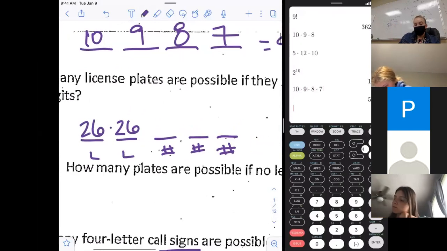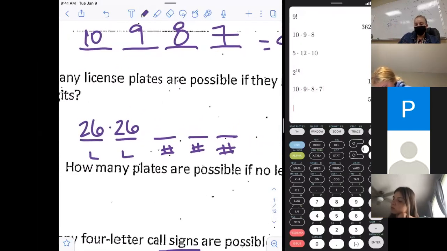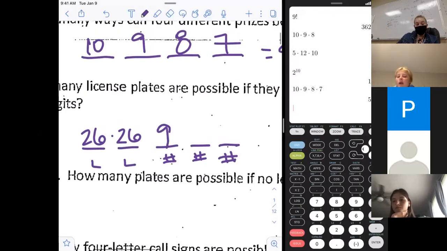Now for the digits, it's talking about non-zero digits. If I think about non-zero, I've got 1, 2, 3, 4, 5, 6, 7, 8, 9. There's only 9 digits that are non-zero. The 10th one is 0, and then after that you get to 2-digit numbers. So if I'm looking at non-zero digits, it's 9. Again, there's no restriction, so I can choose any of those numbers for any of those 3 spots. 26 times 26 times 9 times 9 times 9.